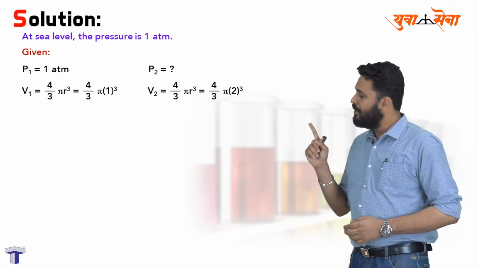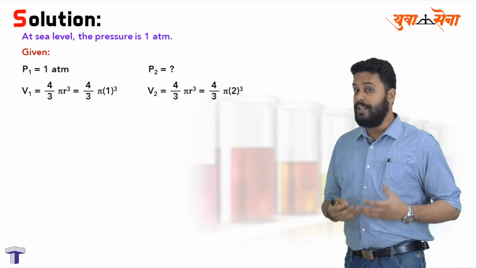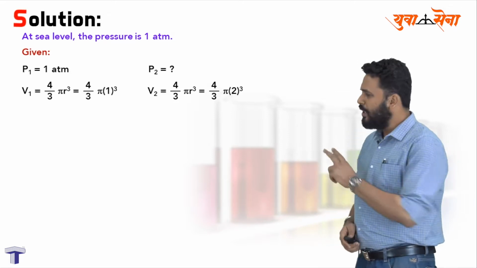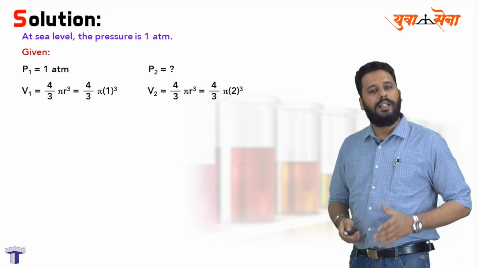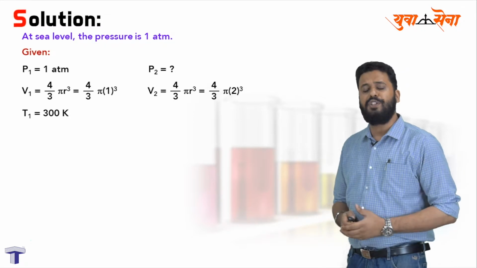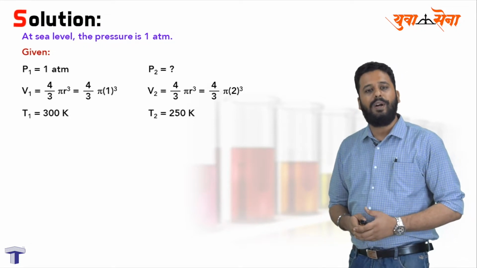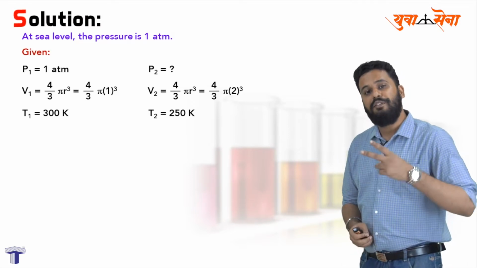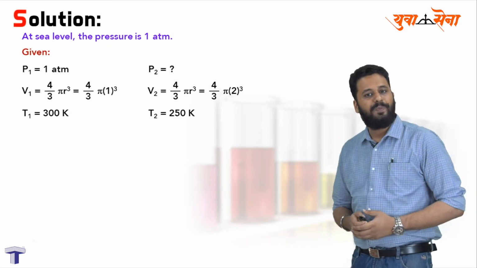So the initial pressure and initial and final volumes are known to us. The radius was given to us, but we have calculated the volume. Make sure that both the conditions are kept in the same unit. The initial temperature that was given to us was 300 Kelvin, and the final temperature that was given to us was 250 Kelvin. So we now have P1, V1 and T1. We also have V2 and T2, but we have to find out what is P2.